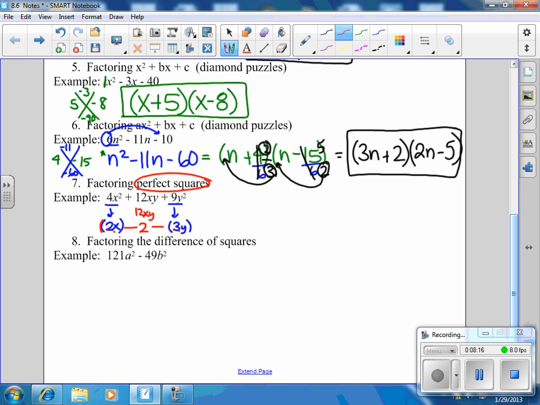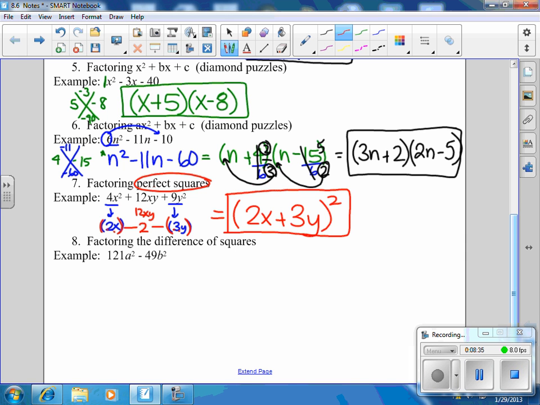So I'm going to take these two things that I found here and use them to make my factors. So this is 2x plus 3y all squared. Remember, you can do this exactly the same as the other ones. It's just going to take a lot more time.